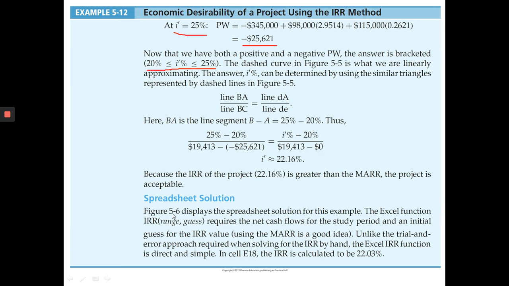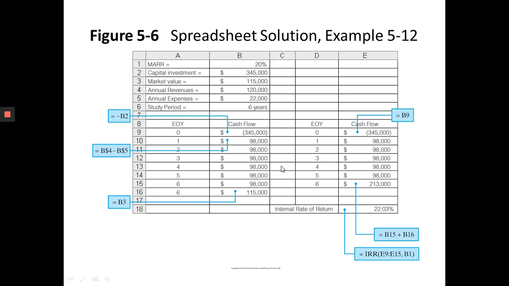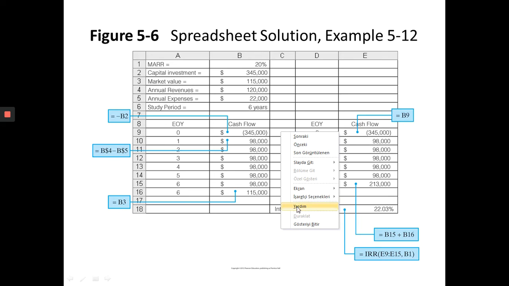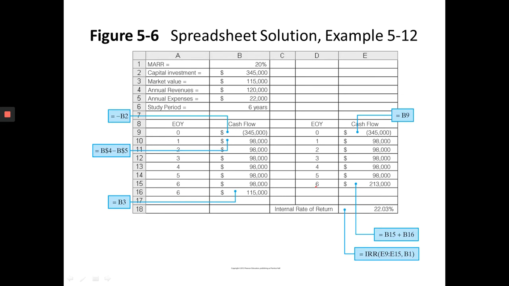The figure that I will show you in a minute displays the spreadsheet solution for this example. Let me show you that spreadsheet. It's here. Here again, let me open the pen here. Okay, we put all the data here. Our MAR is 20%. Our initial investment is $345,000. Annual market value is $115,000. $120,000 annual revenues, $22,000 annual expenses, and the study period is 6 years.